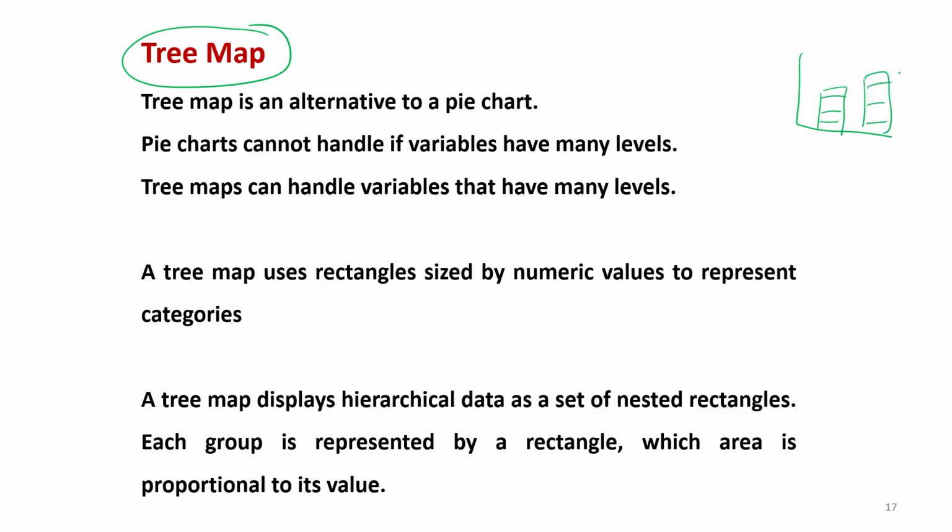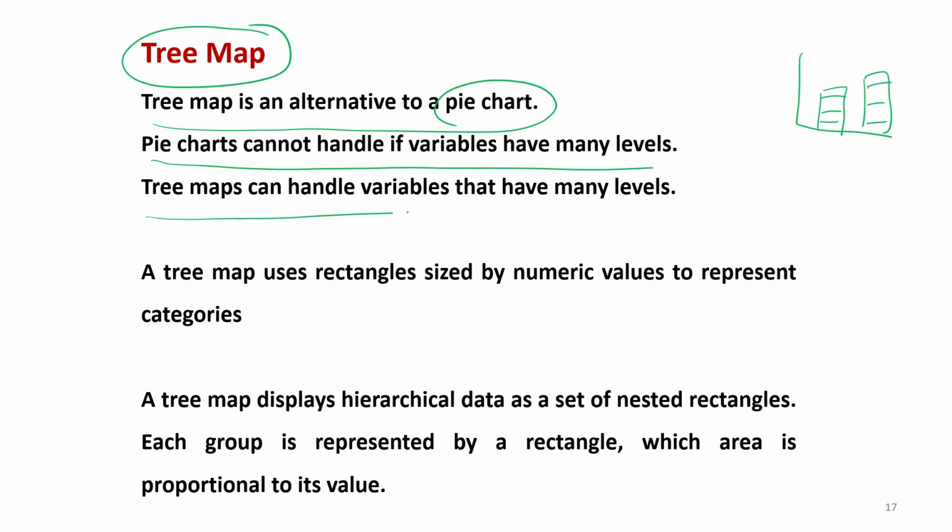So that was also giving us information on how many customers visited the shop on a particular day. And this chart, the tree map, is an alternative to the pie chart. A pie chart can handle only one variable at a time, but if the variable has more layers or levels of information, then the pie chart cannot handle it. But tree maps can handle it. So what's a tree map?